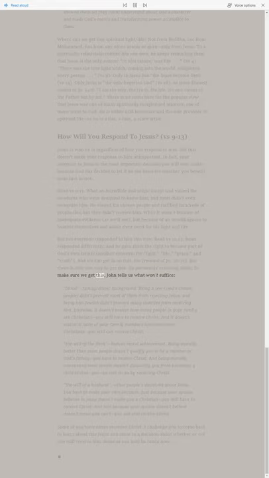To make sure we get this, John tells us what won't suffice. Blood family or ethnic background. Being a Jew, God's chosen people, didn't prevent most of them from rejecting Jesus, and being non-Jewish didn't prevent many Gentiles from receiving him. Likewise, it doesn't matter how many people in your family are Christians, you still have to receive Christ. And it doesn't matter if none of your family members have ever been Christians, you still can receive Christ.